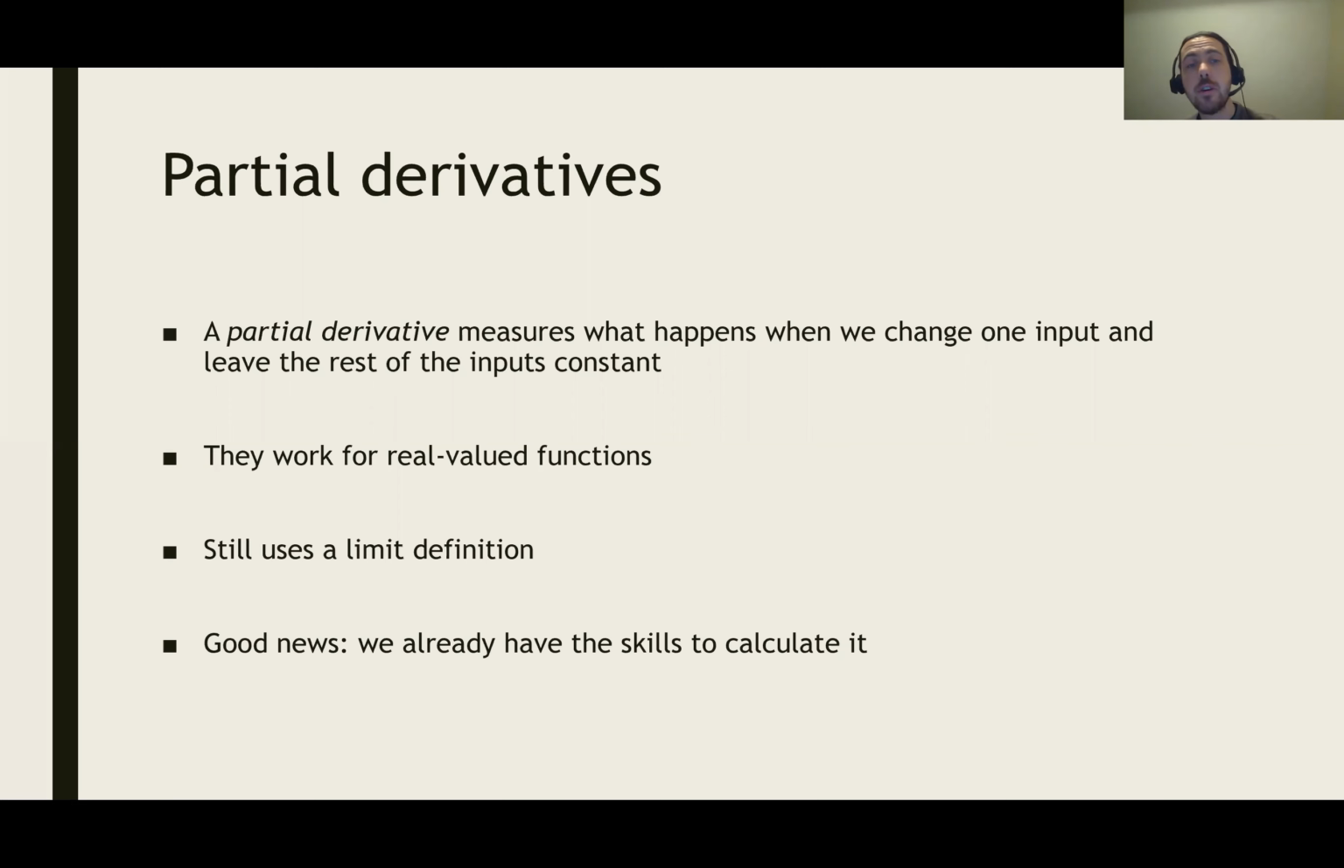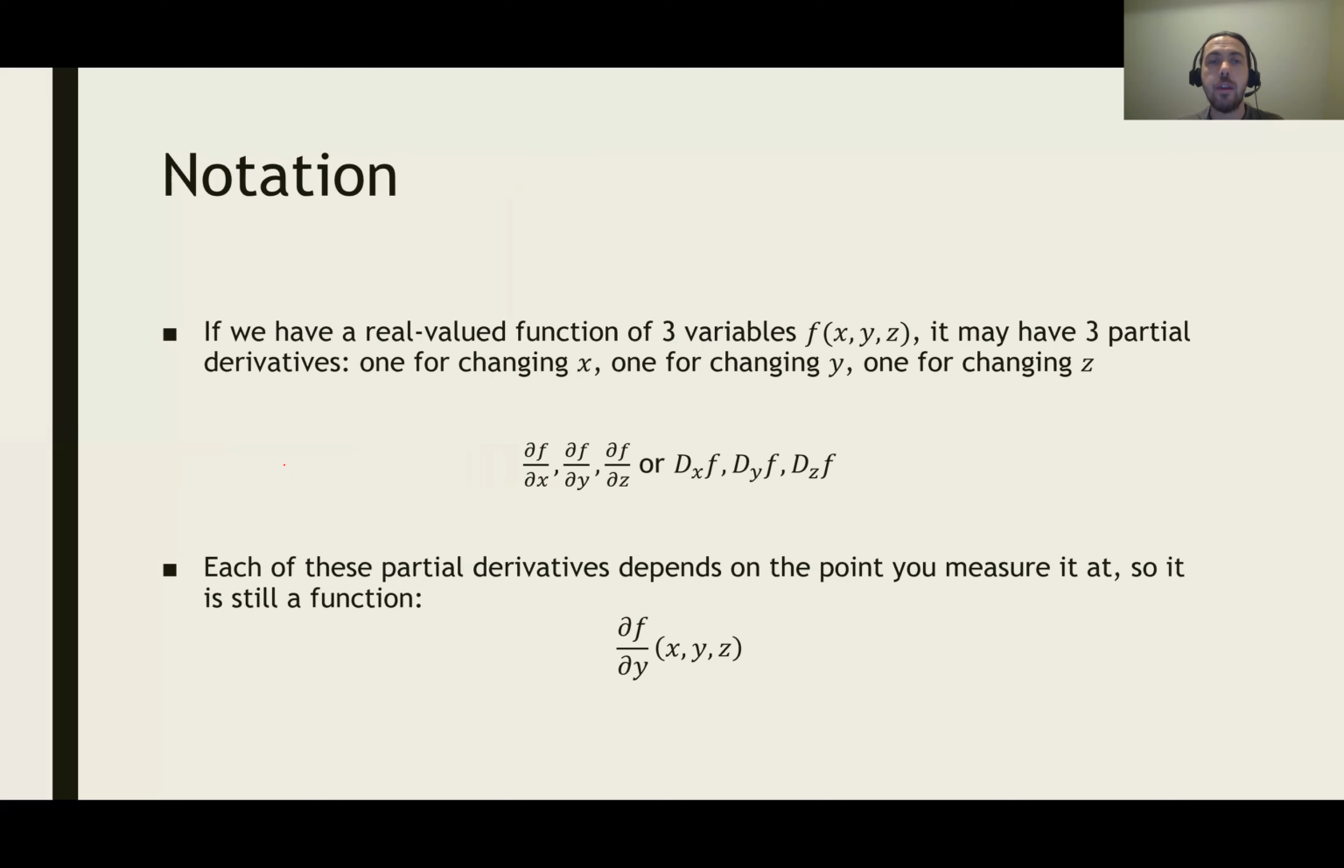This type of notion works for real valued functions, ones that have a single output. And they still use a limit definition like we're used to. They're very handy, and they're also very calculable based on the types of things we already know from single variable calculus. So if we have a real valued function, let's say a function of 3 variables, it's going to have 3 different partial derivatives.